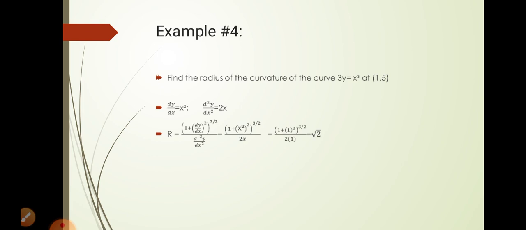So for example number 4, find the radius of curvature of the curve wherein 3y is equal to x cubed at 1 and 5. So first, dy over dx is equal to x squared, and d squared y over dx squared is equal to 2x.